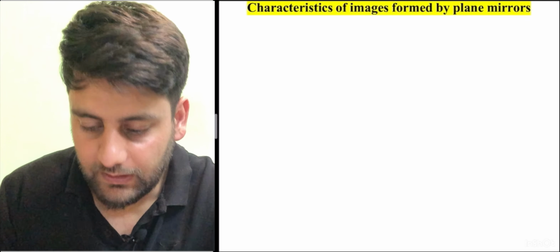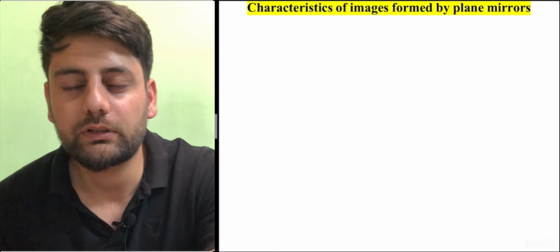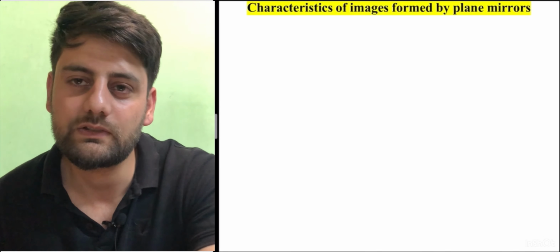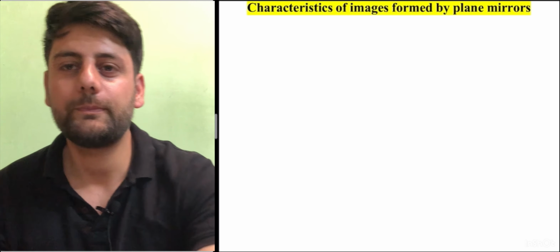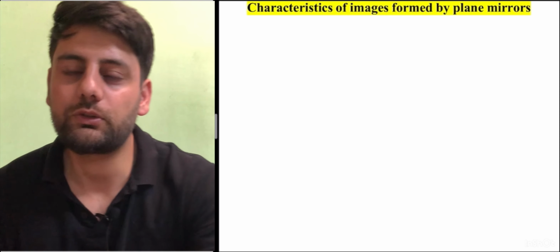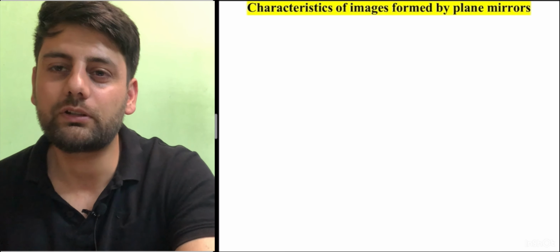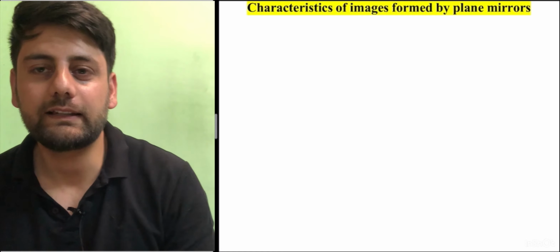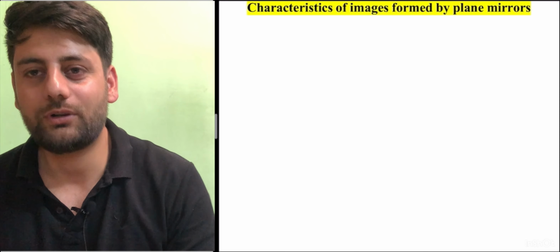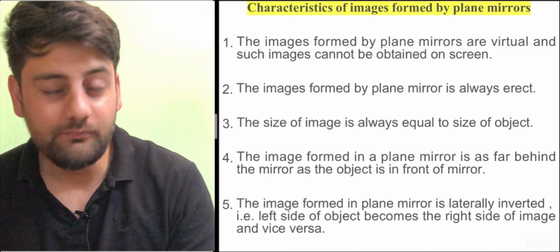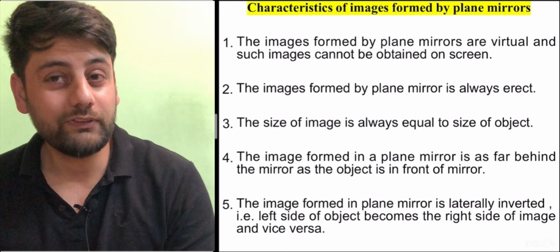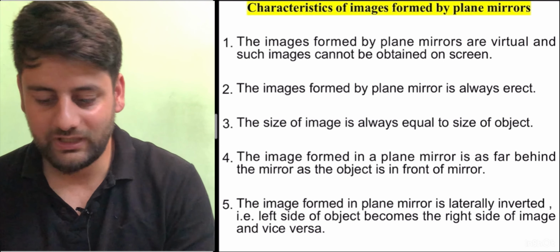Now, as you can see, first of all we are going to discuss the characteristics of the image formed by plane mirrors, right? The type of images plane mirrors form. We know that these types of images are usually virtual, right? The plane mirrors form a virtual image, and these images are basically of the same size as the object, right? And also they are erect and of equal size as the object, right?